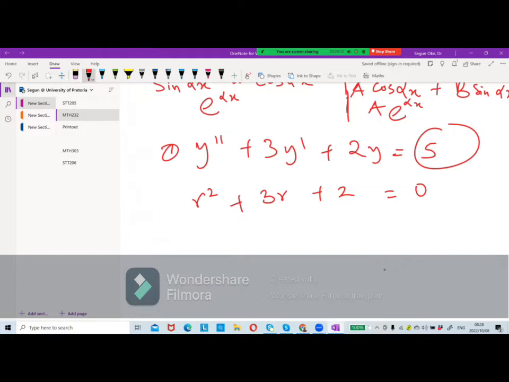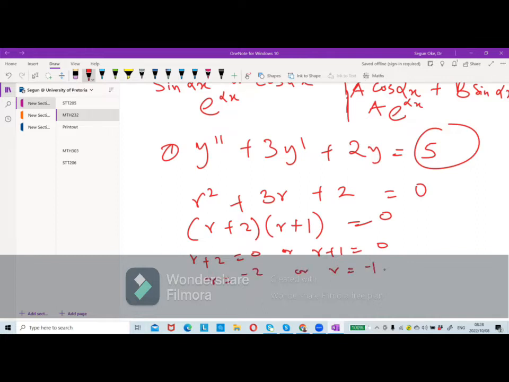So in this case now, we have this. How can we break this one down? You agree with me if I say r plus 2 and r plus 1 equals 0. Our r in this case is the same thing as r plus 2 equals 0, or r plus 1 equals 0. Then our r in this case is minus 2, or r is equal to minus 1.